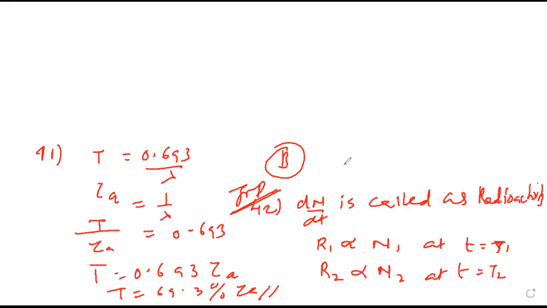We want the answer in half-life. So R1, you can say, is lambda N1, and R2 is lambda N2. I'm not writing minus because we are interested in the number of atoms disintegrated, that means the magnitude.